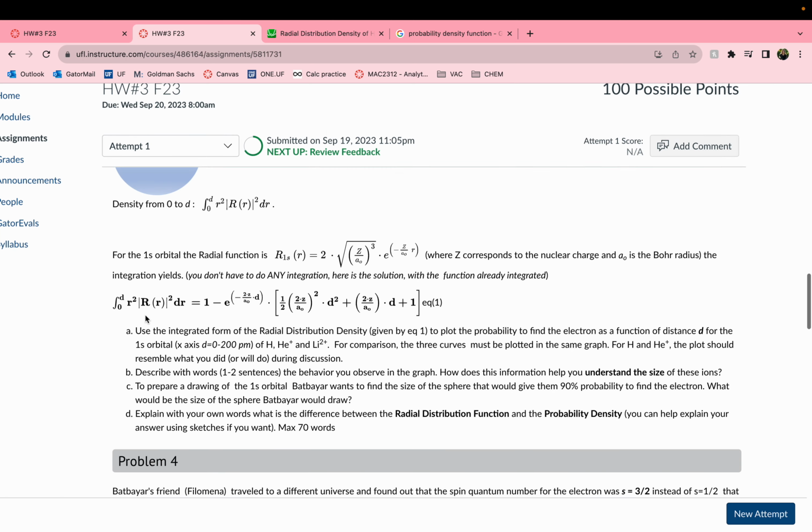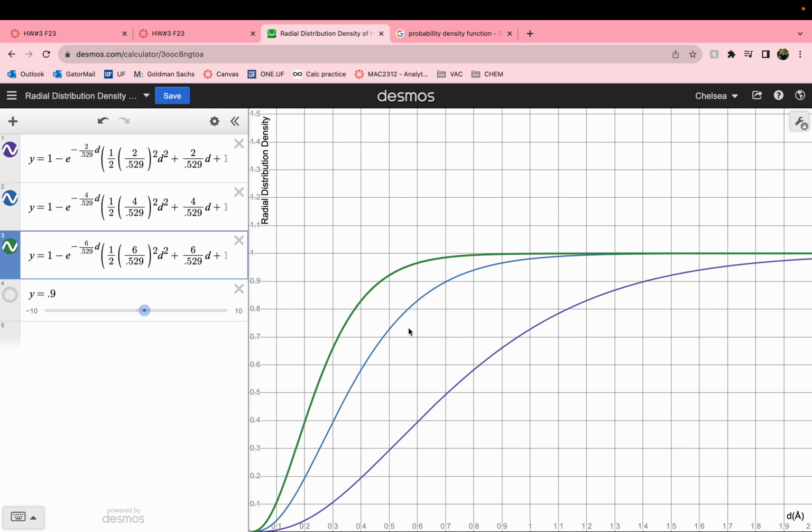Part B was asking how I interpret each of these lines, how I describe the behavior I see in the graph, and how it helps me understand the size of the ions. So essentially what I noticed is that where all of them are at 90% probability of being found, it's a much further distance for hydrogen than for helium+ and lithium 2+, which means to me that the electron will be found much further away from the nucleus in hydrogen than the other two. Meaning that this function basically shows me the size of the ion, hydrogen being the largest and lithium being the smallest.